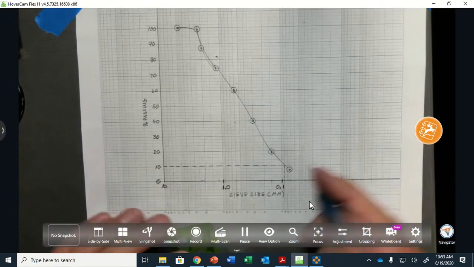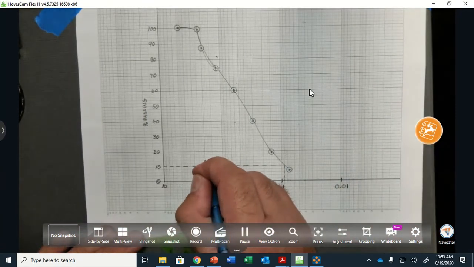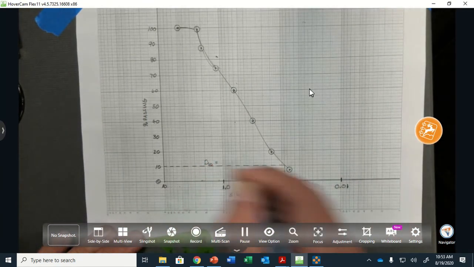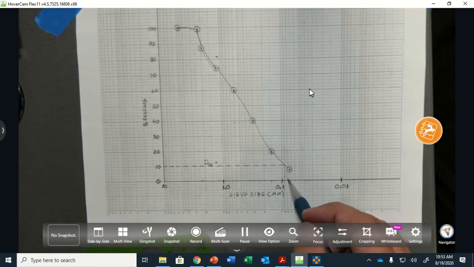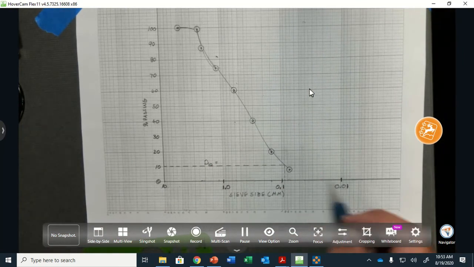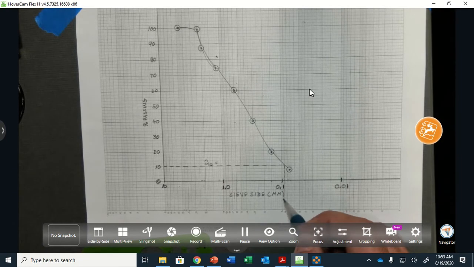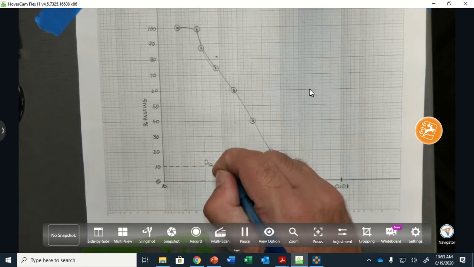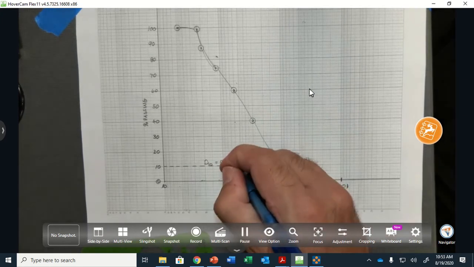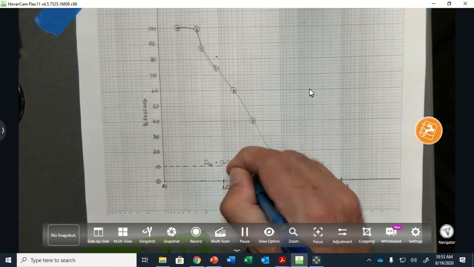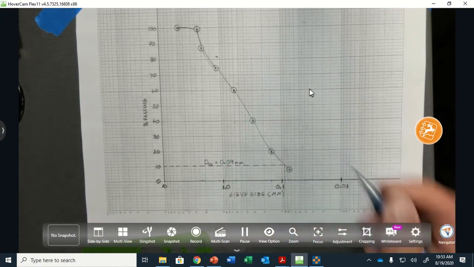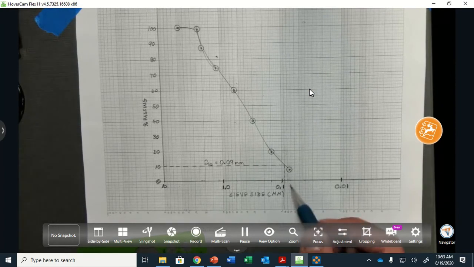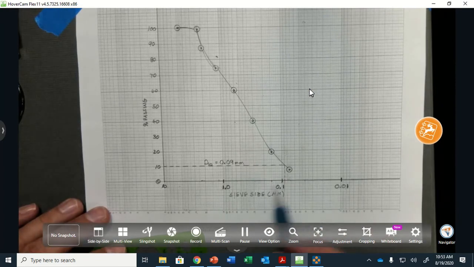I drop down. So then what you're going to do is write D10 equals, what size is that? So this is 0.01. So that means it looks like that curve intersects at 0.09. So I'm going to write that right there, 0.09 millimeters. All right? So when I look at it, I can do a quick check as an engineer. Yep, that looks about right.